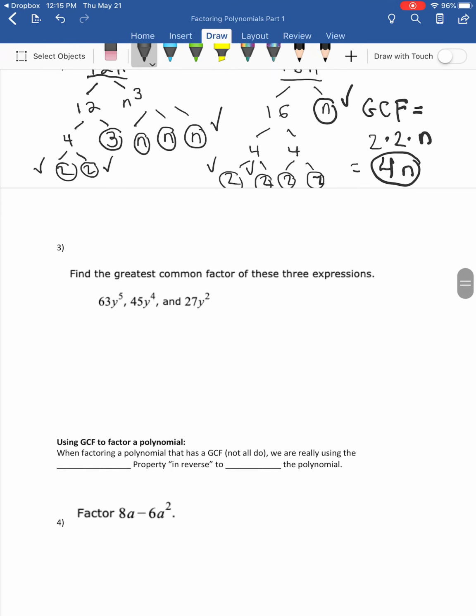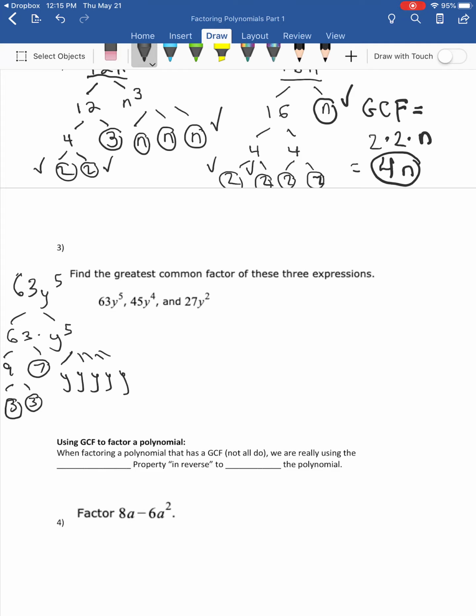Okay, now we're going to find the greatest common factor of 3 expressions. 63y to the 5th. Better leave more room. Hopefully I left enough room over here. Let's go up here. 63y to the 5th. That's going to be 63 times y to the 5th. All right, that's 9 times 7. 7's a prime. 3, 3. Those are each primes. And then we got y, y, y, y, and one more y.